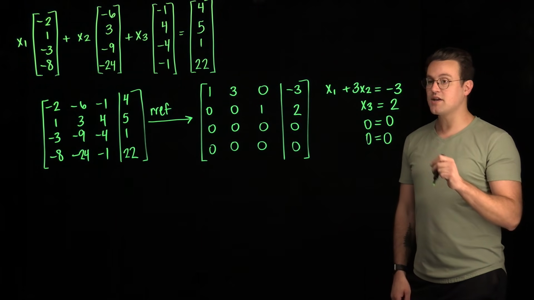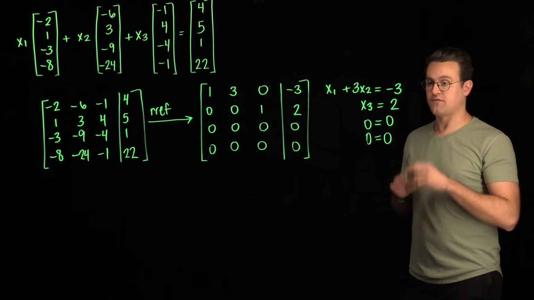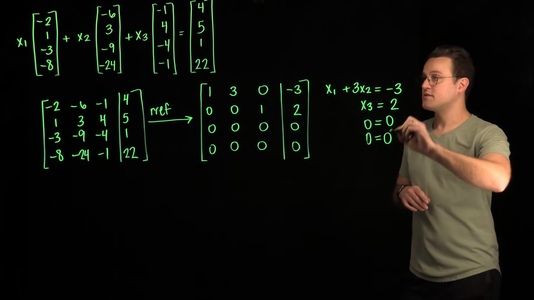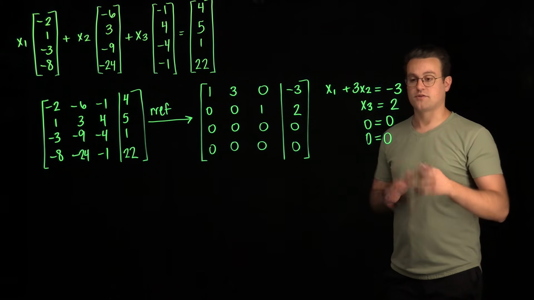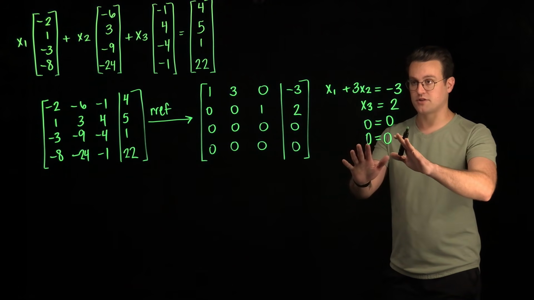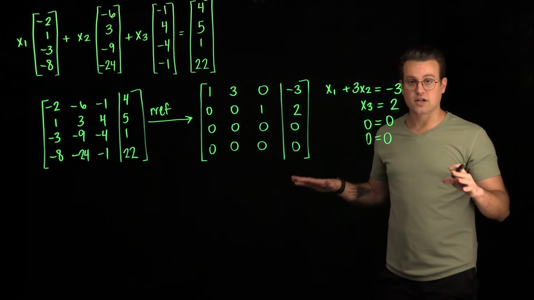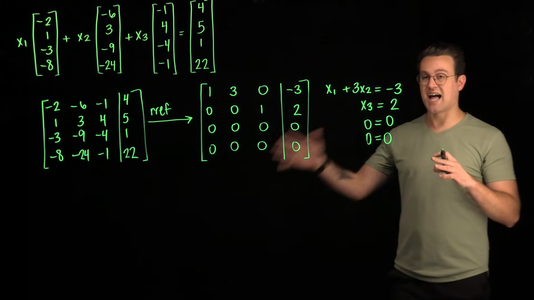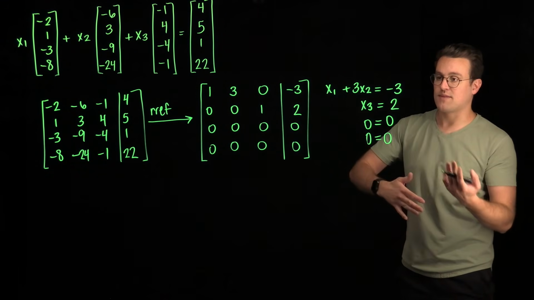So the first thing I notice is I don't have any contradictions. I don't have any equations that are always false, right? 0 equals 0, 0 equals 0. They don't really give me much information, but at least they're not false. So that's fine. We have true information. So that means we at least have one solution because there's no contradictions. Remember, contradictions are what tell us that we have no solution. So we either have one solution or infinitely many.